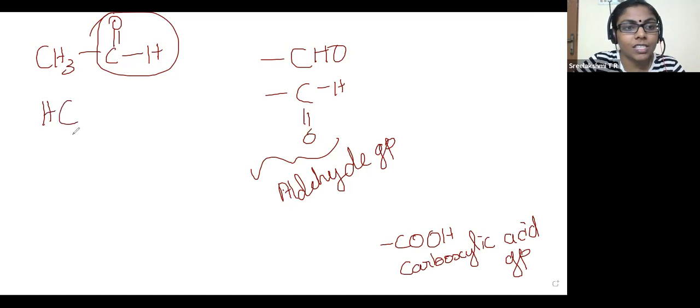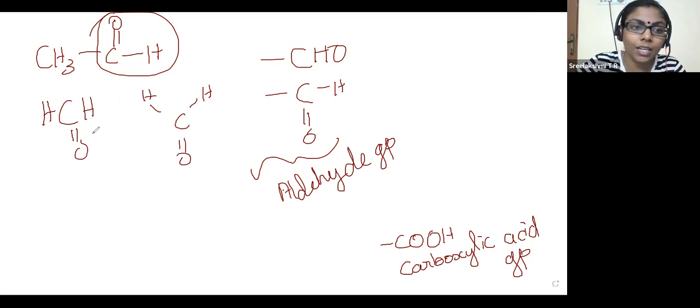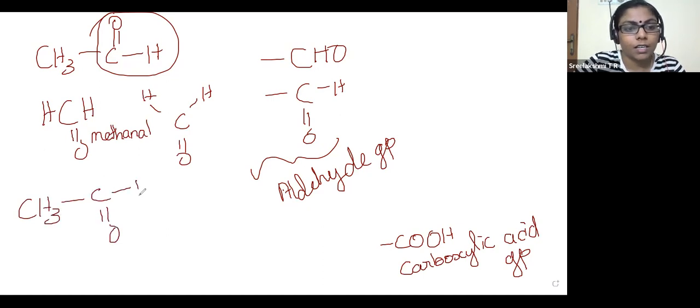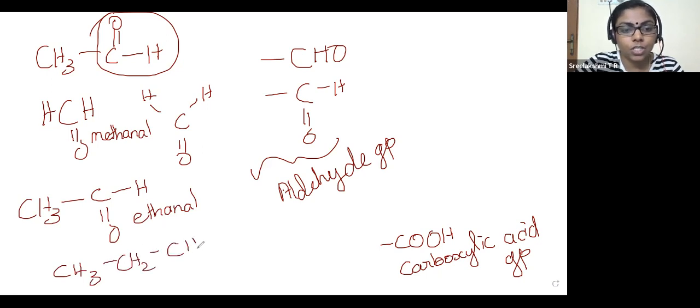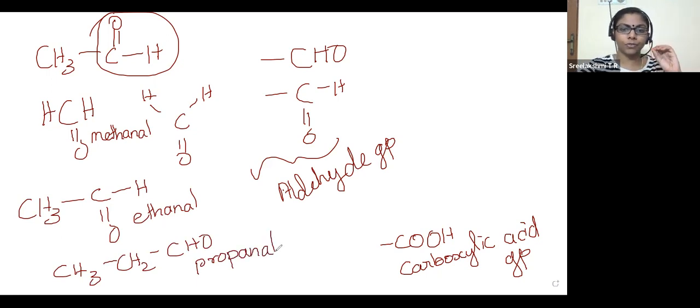Okay, so HCHO, this is the first compound. CH double bond O. This is formaldehyde, or better say methanol. CH3 C double bond OH. This is ethanol. Another one is CH3 CH2 CHO, that is propanol. Okay, these are a few examples for a few functional groups.